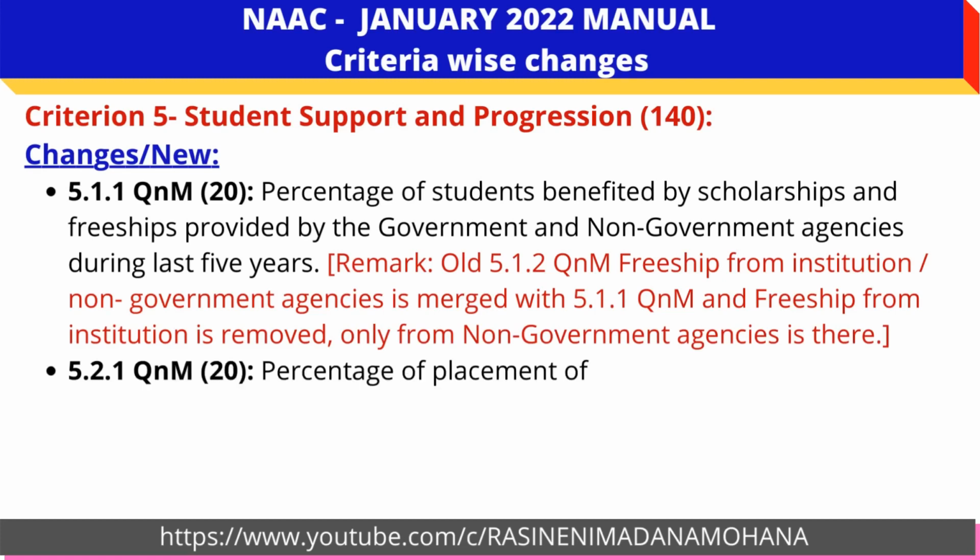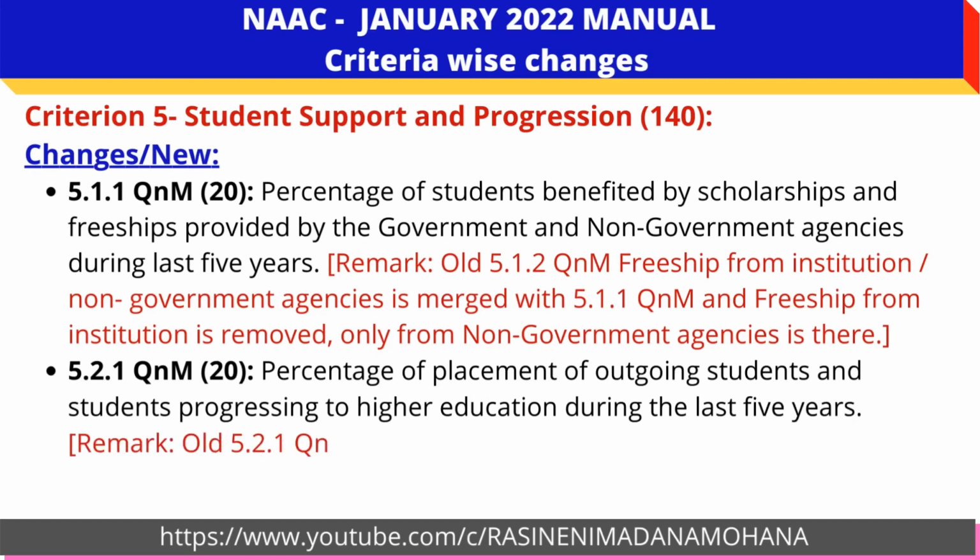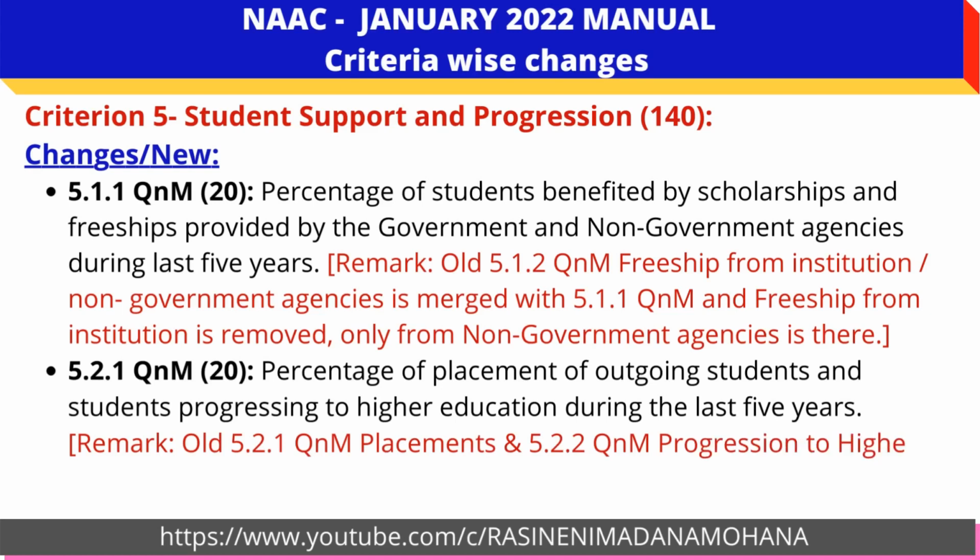Then 5.2.1 quantitative metric, percentage of placements of outgoing students and students progressing to higher education. Earlier, 5.2.1 placement was a separate quantitative metric, then 5.2.2 progression to higher education was a separate quantitative metric. Now both are merged. Now the weightage is also combined, 20.